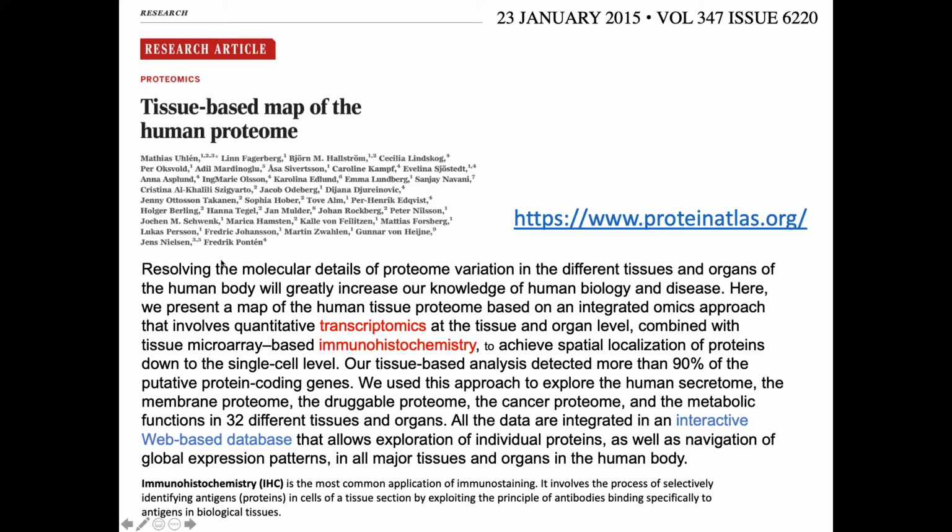Here shows resolving the molecular details. So this is the abstract. In this abstract, the authors mention that one of the major techniques they have used is called immunohistochemistry, abbreviated as IHC. I'm sure that many of you may have learned this technology in other classes, but we haven't talked about it in our class. This is a technique that uses antibody to stain your protein of interest in cells or tissues. In the article, we will see how the IHC results look.